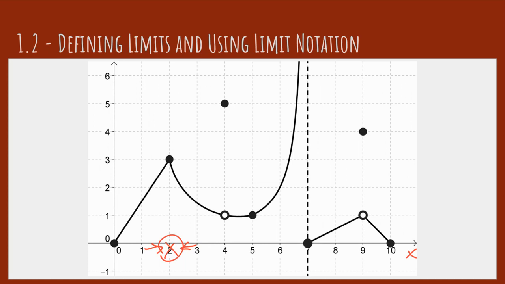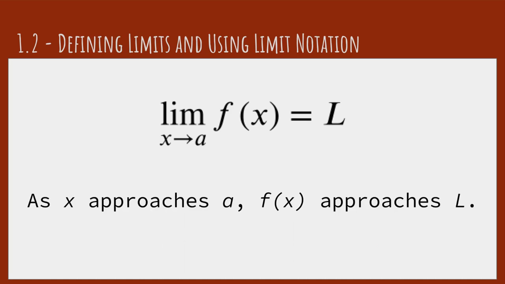So as x is approaching 2, we're going to be looking at the function in this neighborhood, and from the left side, the function is approaching a y value of 3, and from the right side, it's also approaching a y value of 3. So as x is approaching 2, the function itself is approaching 3. We're looking at the values of the function that we get, so that's going to be the y values. So the notation is going to look like this.